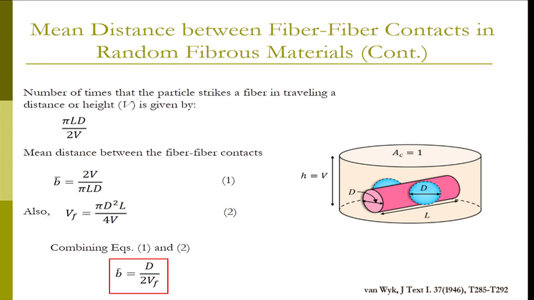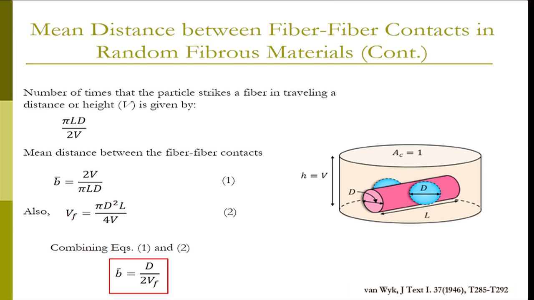But we also need to know how many times the particle would strike a fiber in travelling a distance or a height v, because volume is the same as that of height, which would be calculated by simply taking the ratio pi L d by 2 v, which we have calculated earlier. Once we know how many times the particle strikes a fiber, then we can calculate the mean distance between the fiber to fiber contacts, which is represented here by b bar, which is just the inverse of this expression. So, the mean distance between the contacts would be a function of the length of the fiber, which is confined in the cylinder, d is the diameter of the fiber, and v is the volume of the cylinder.